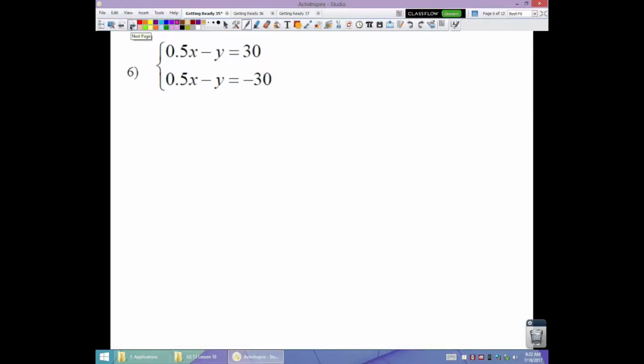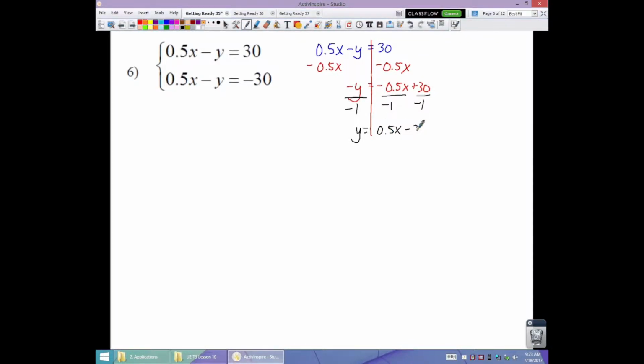Okay, and number 6. Start with the top equation. Half x minus y equals 30. To isolate the y, we subtract half x on both sides. We're left with negative y equals negative a half x plus 30. Just like we did in the last problem, when we have negative y, we need to divide that negative sign out of there, so divide everything by negative 1. Y is equal to positive 1/2 x minus 30.